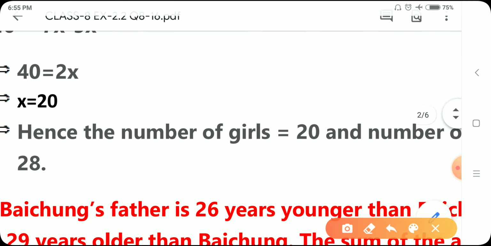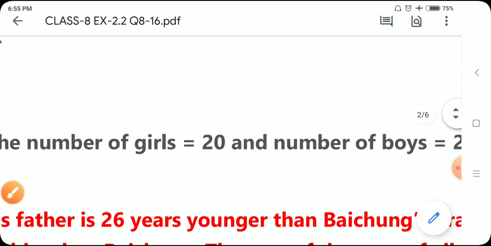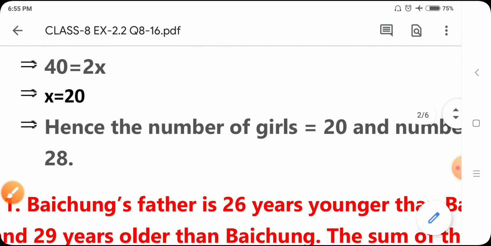Hence the number of girls is equal to 20 and the number of boys is 20 plus 8. They are 28.